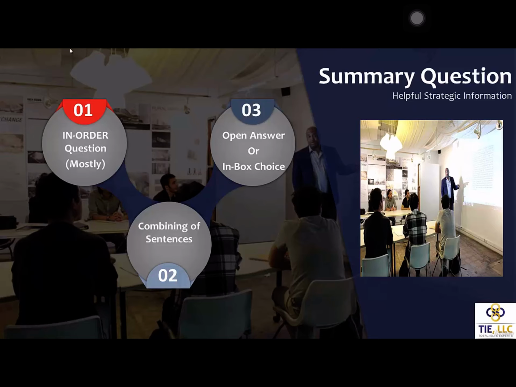Of course, you have the open answer question or the in-box choice, the 2 different types. And as I told you before, very often for a question, they will combine information from 2 sentences together to really summarize or condense. So part of the question comes from 1 sentence, and then the answer choice will come from the next sentence, because they've combined information from sentences together.